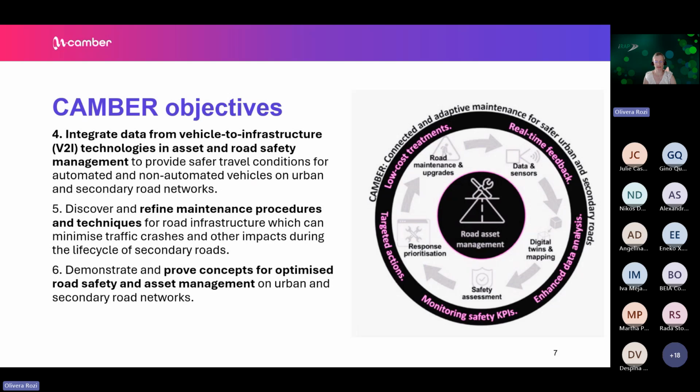These pilots will demonstrate how our project concept will work in real-world settings, and activities will also align with local goals and needs, offering a comparison to measure cost and processes within current practice and within the Camber approach. We are going to measure the success of the project using an evaluation framework that includes cost-benefit analysis and socio-economic impact assessment. Yeah, I think this is most in short about the objectives.